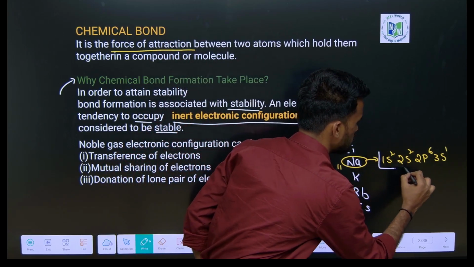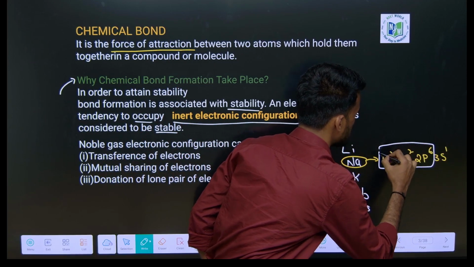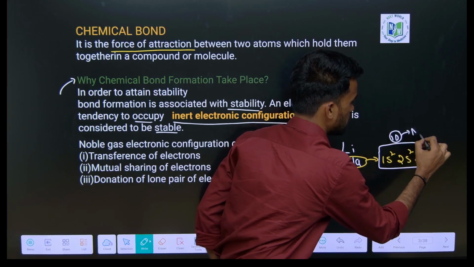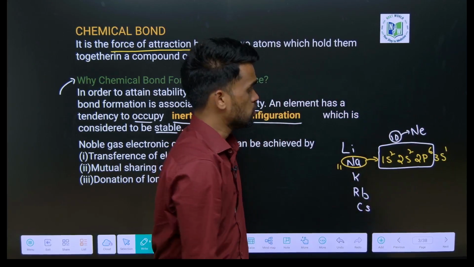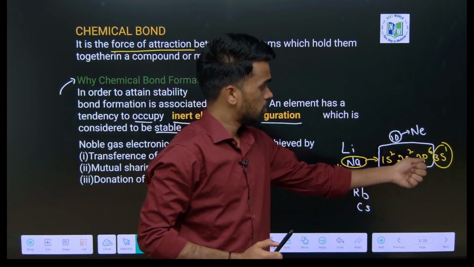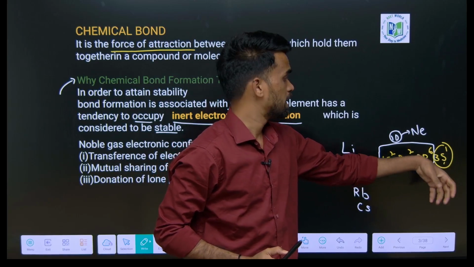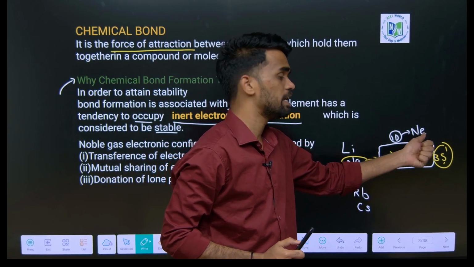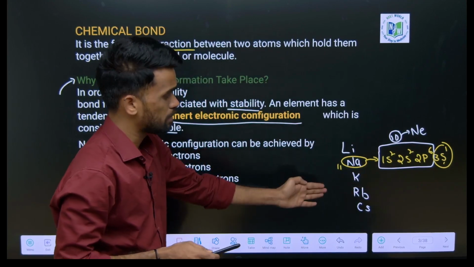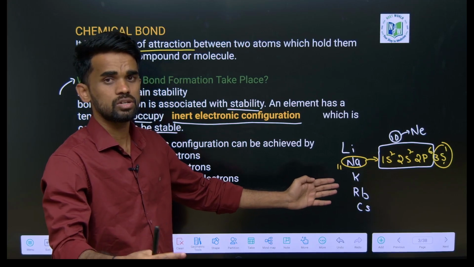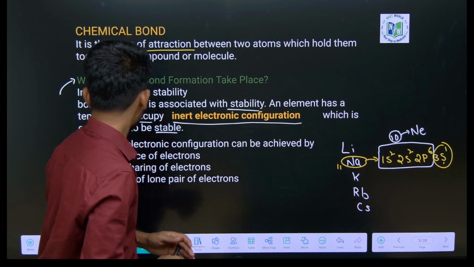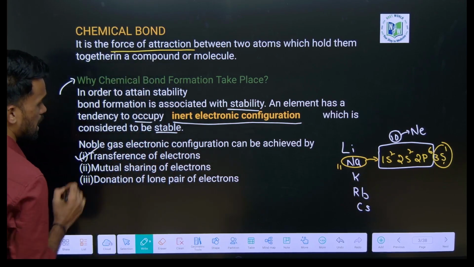Now, if you look at this, it will have 10 electrons, which means the nearest noble gas configuration, that is the neon electronic configuration. So by losing the 3s electron of sodium, from the 3s orbital, it will attain the noble gas configuration, that is the neon configuration, and that will be highly stable. So alkali metals, generally metals, lose electrons to attain their noble gas configuration. So the first way is by transfer of electrons.